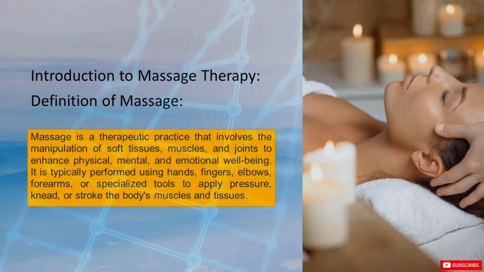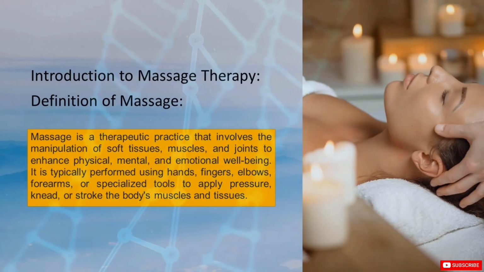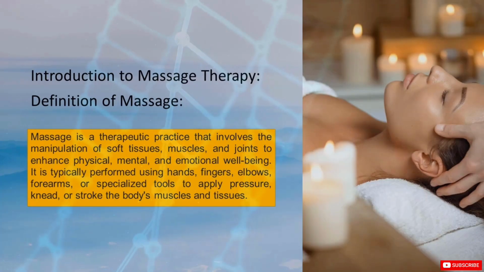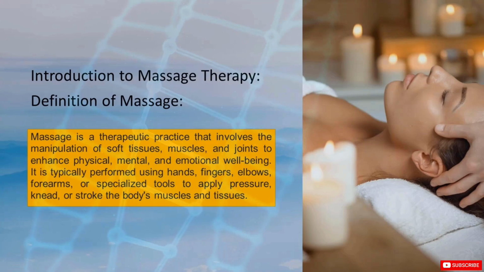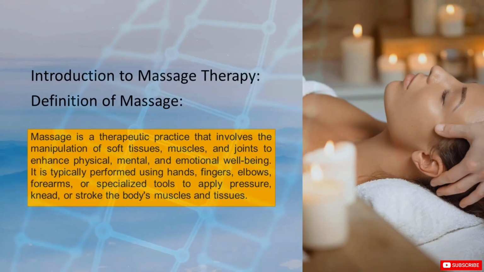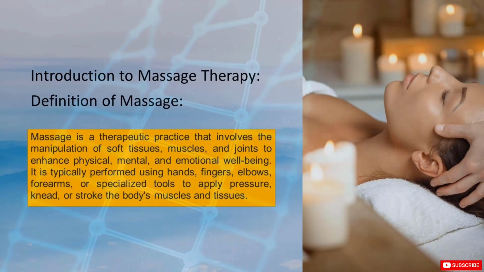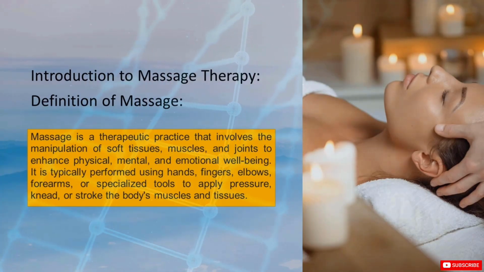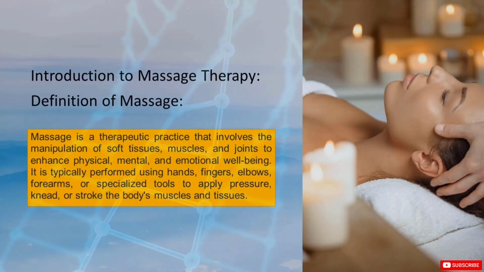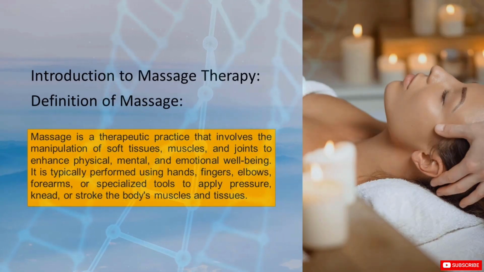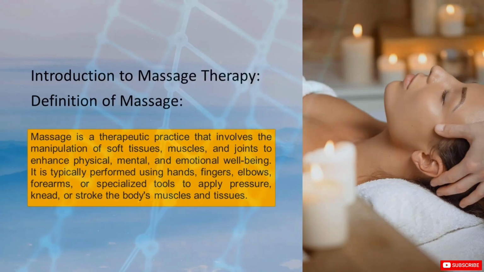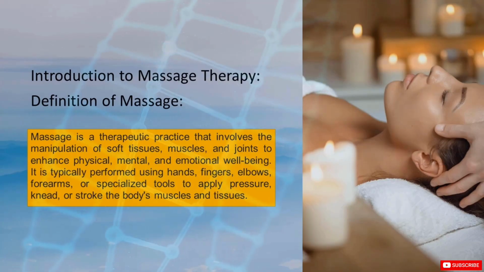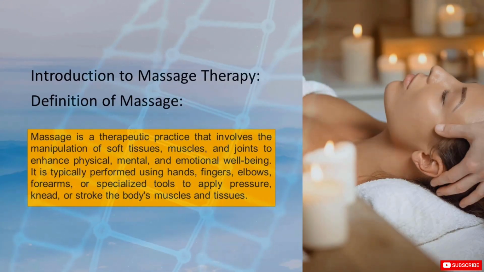Introduction to massage therapy. Definition and history of massage. Massage is a therapeutic practice that involves the manipulation of soft tissues, muscles, and joints to enhance physical, mental, and emotional well-being. It is typically performed using hands, fingers, elbows, forearms, or specialized tools to apply pressure, knead, or stroke the body's muscles and tissues. The primary goal of massage is to promote relaxation, alleviate pain, reduce muscle tension, improve circulation, and support overall health.